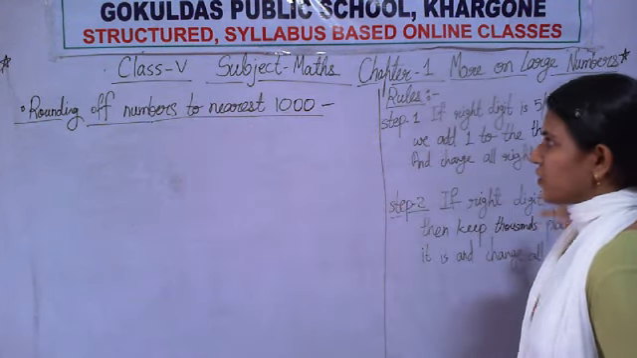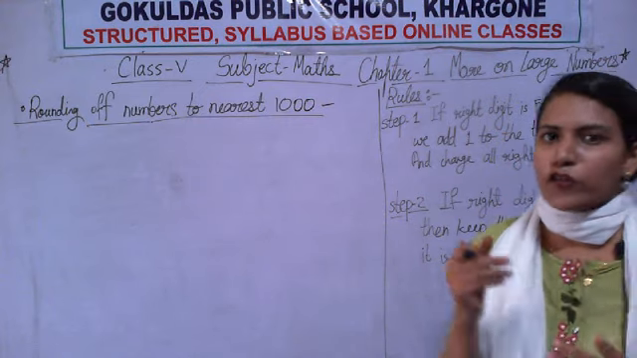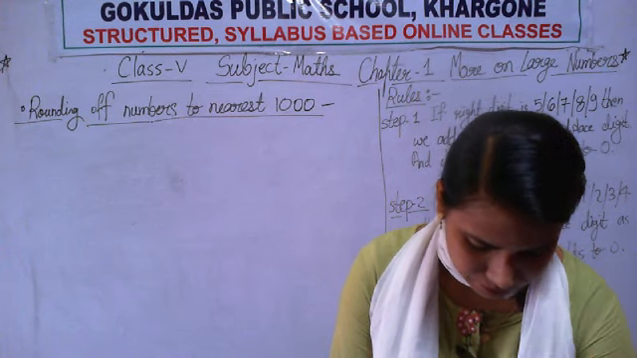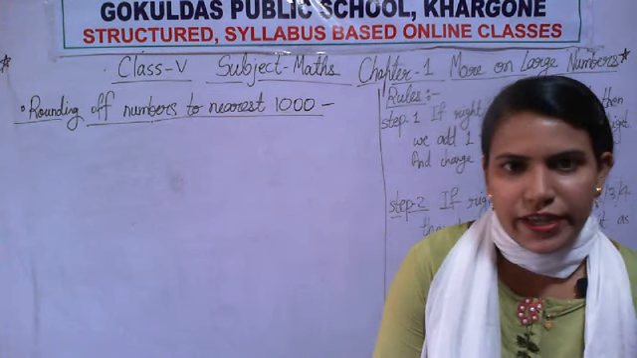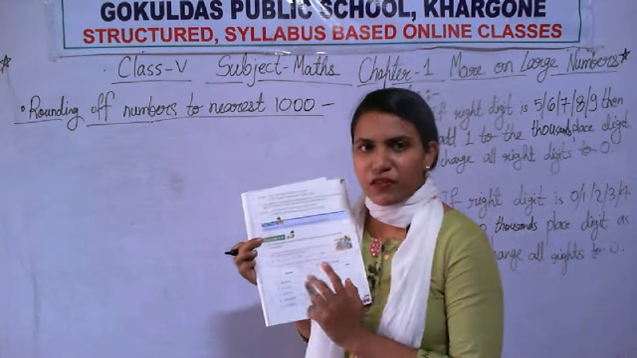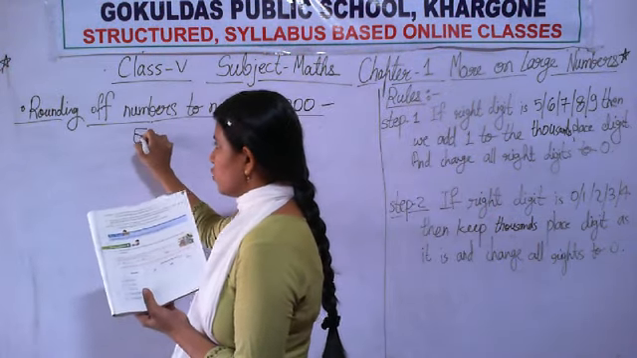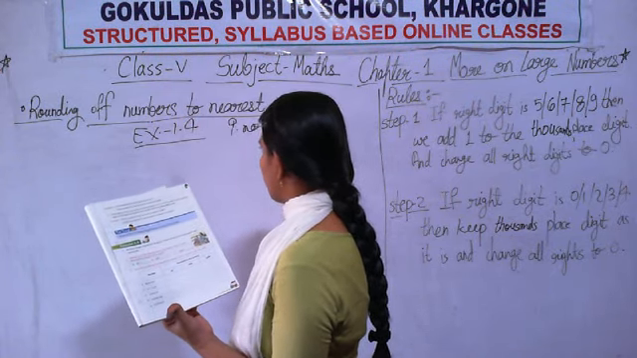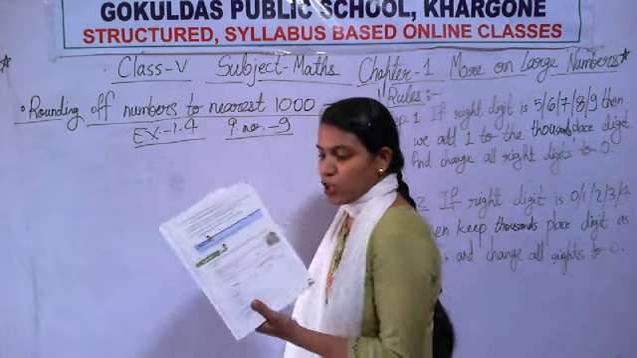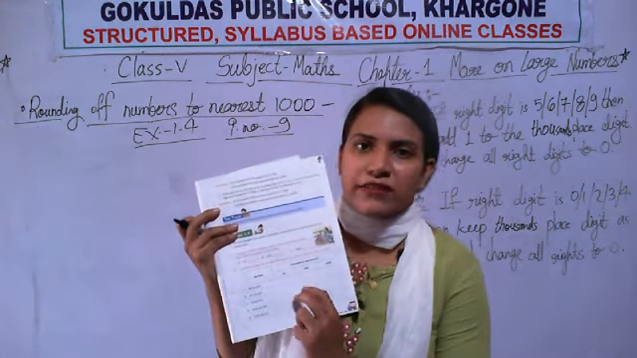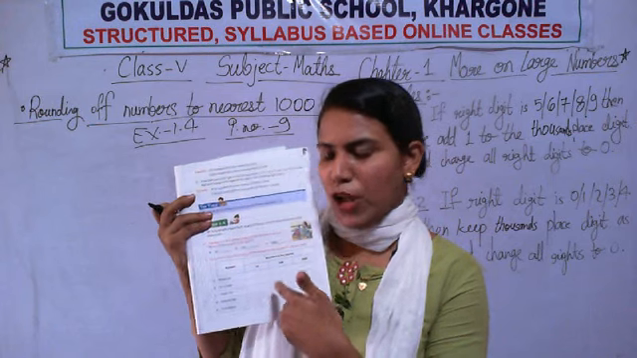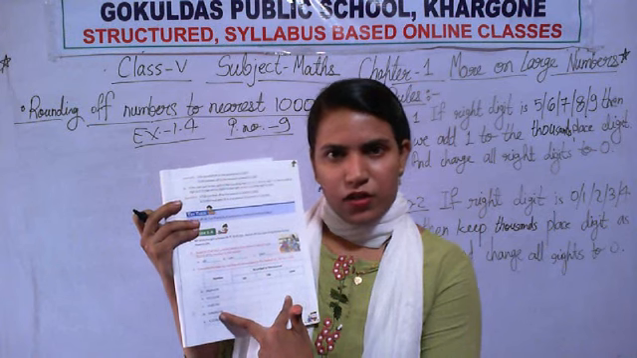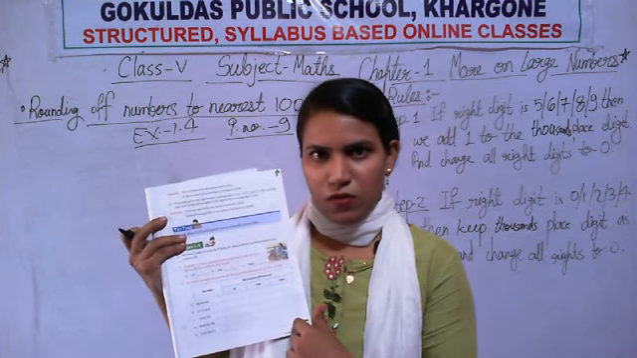Rounding of numbers to the nearest 1000. We have two simple rules to follow to do rounding of numbers. We were doing question number 3 of exercise 1.4, so open exercise 1.4 on page number 9. In previous lectures we have done this column and this column. Now we are going to do this column. You will fill this column with a pencil.